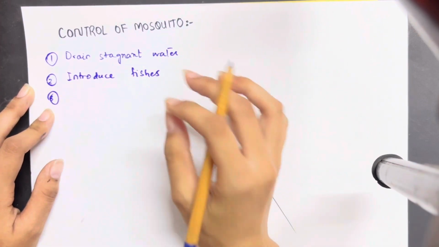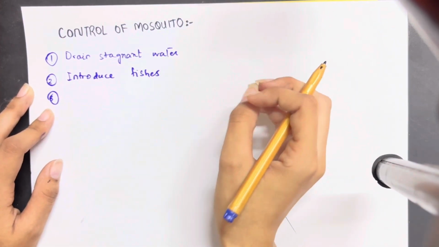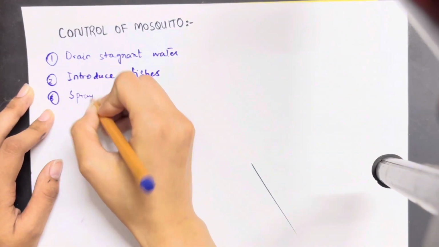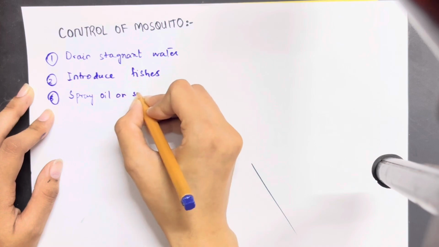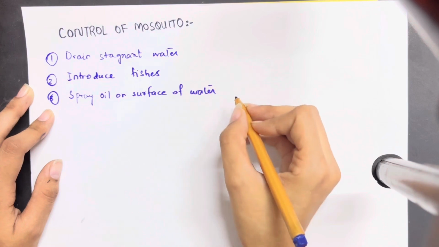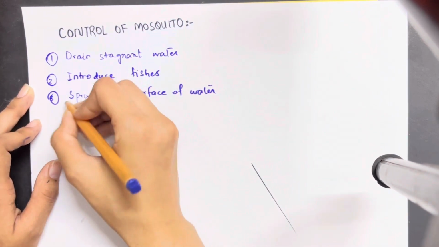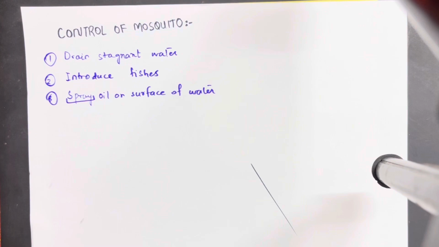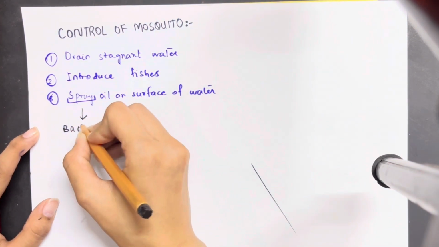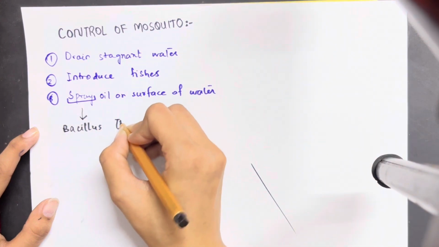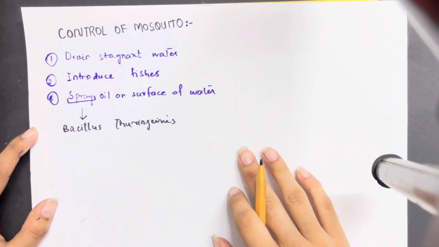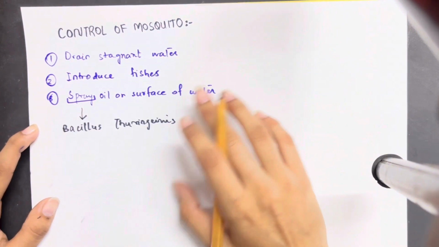Thirdly, we can spray oil on the surface of the water. If there is any stagnant water, we can spray oil on its surface, which can prevent female mosquitoes from laying eggs. What kind of sprays can be used? There is a spray known as Bacillus thuringiensis. This is the spray that kills the pupa, and that in turn results in fewer mosquitoes.